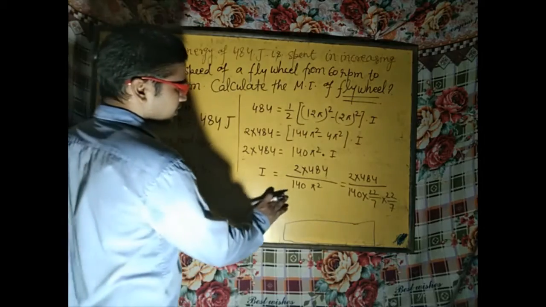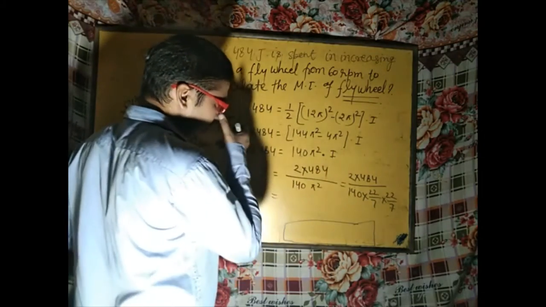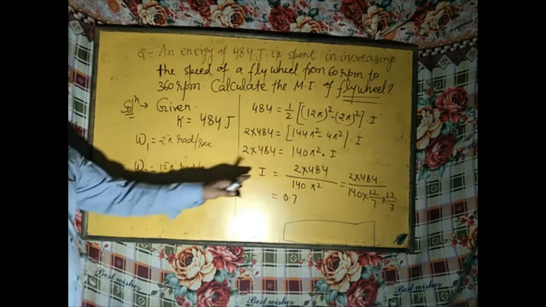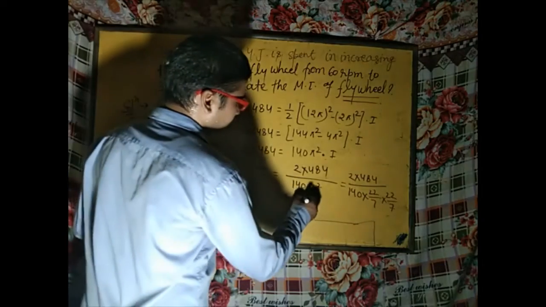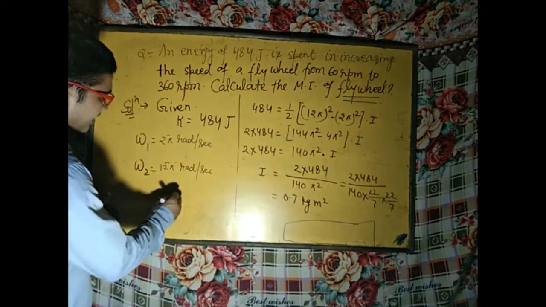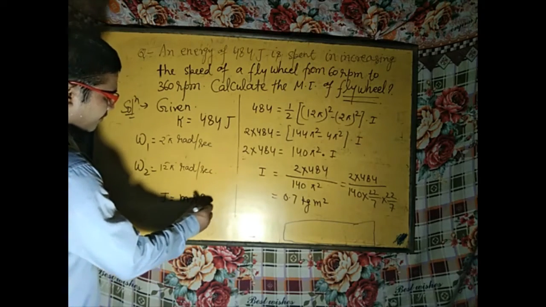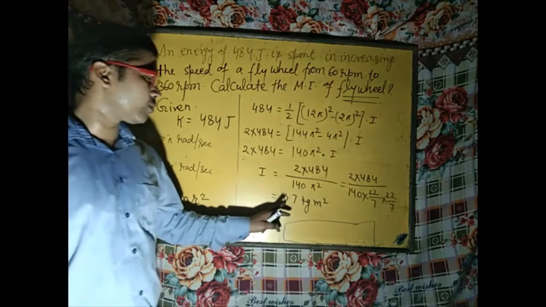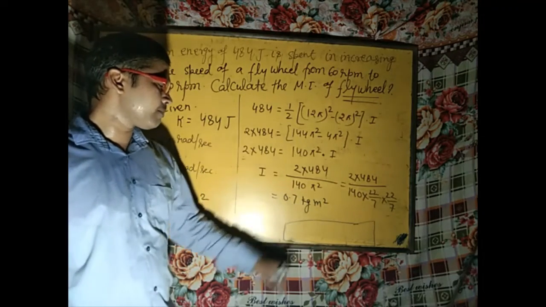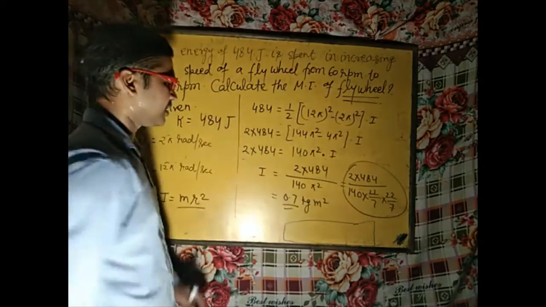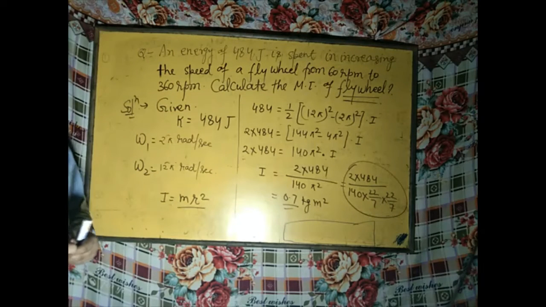Okay. So after calculation of this part, you will get the final answer is 0.7. Since we know that the unit of this moment of inertia is kg meter square, you can write here kg meter square. Since you know that the moment of inertia I is defined as mr square, where m is mass and r is the distance of the particle from the axis of rotation, the unit of moment of inertia will be kg meter square. So you can write the answer, that is I is equal to 0.7 kg meter square.